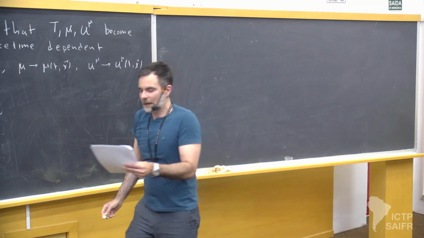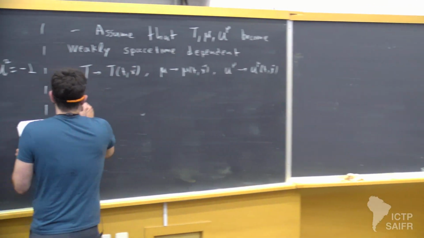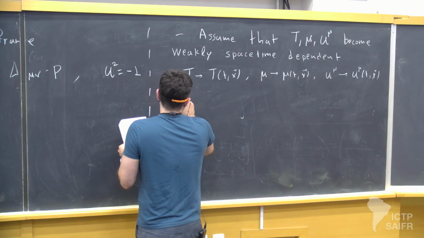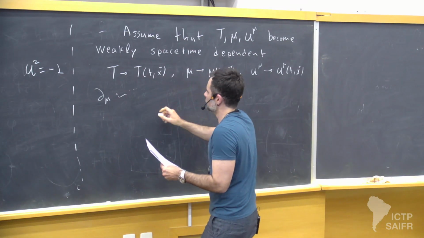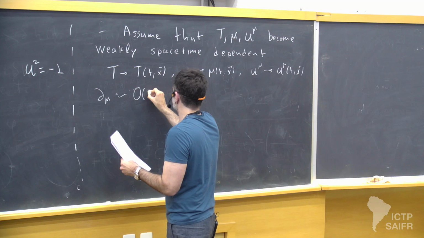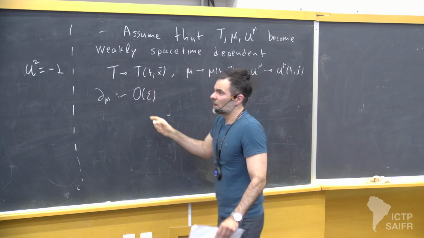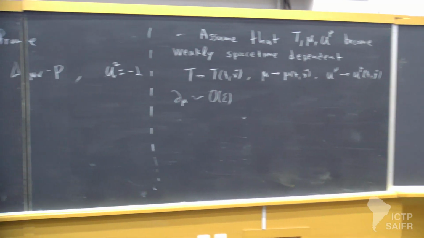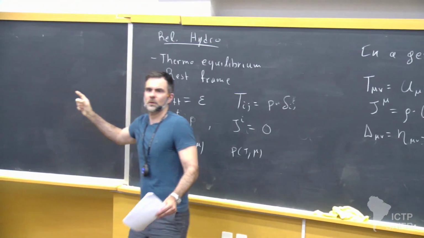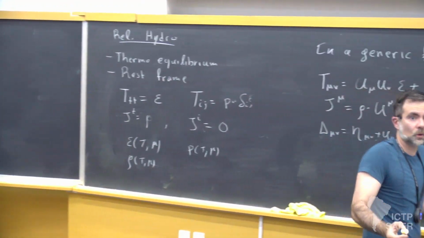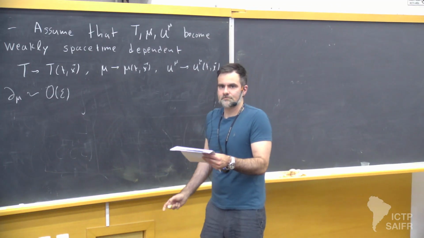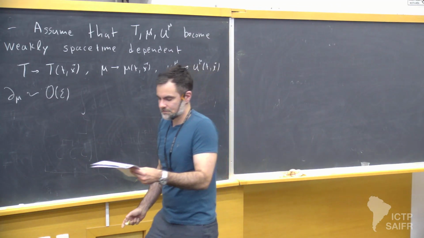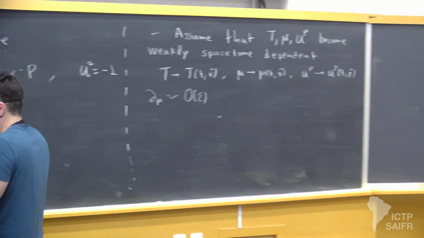And what does weakly mean? Weakly means that a partial derivative, a space-time derivative, on any of these functions is a small number. Basically, this is what I was calling small k there, right? So small wave numbers means small derivatives.